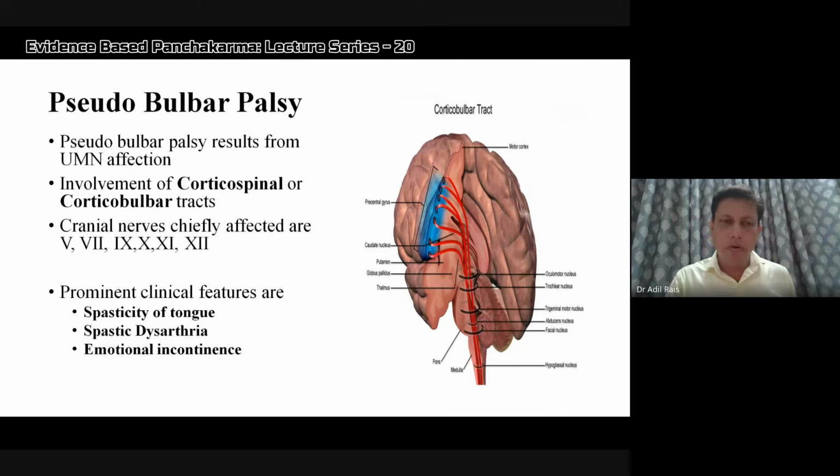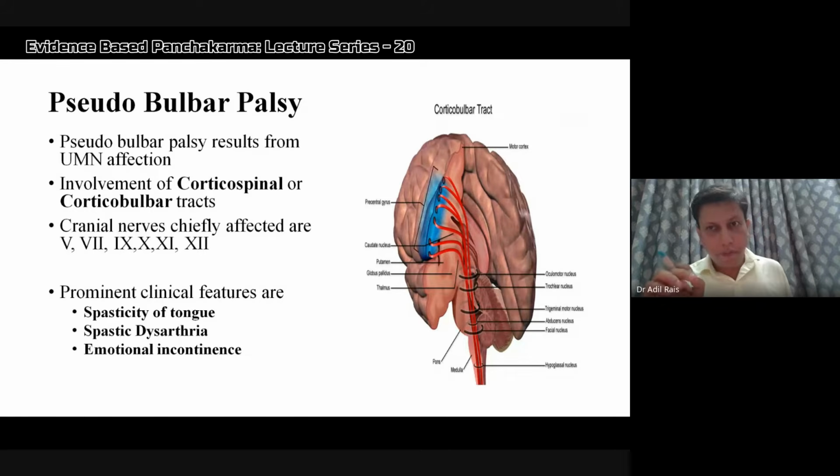Never in motor neuron disease is the sensory part affected. We'll read about that also later. Then the 9th, 10th, and the 11th and the 12th. These from the corticobulbar portion and corticospinal, 5th and 7th nerves. The prominent clinical features are spasticity of tongue and spastic dysarthria. These features are closely related to dysarthria and dysphagia.